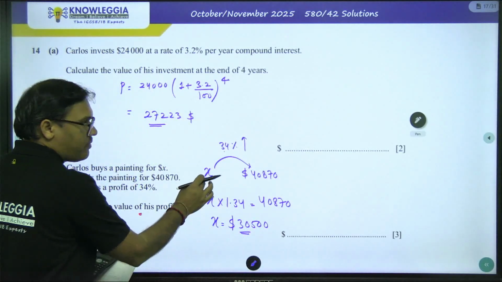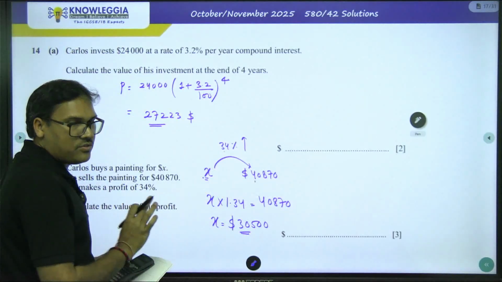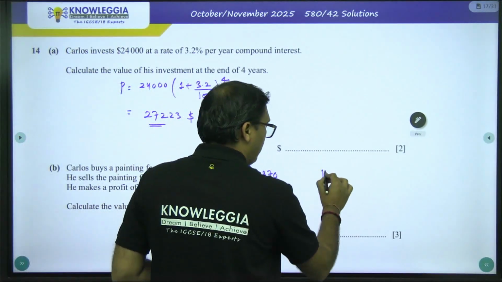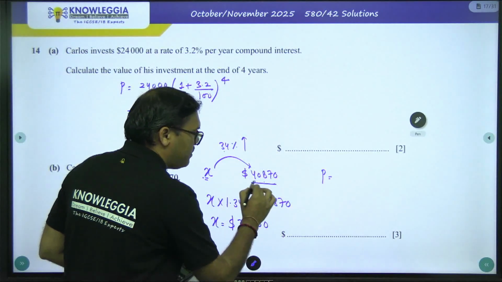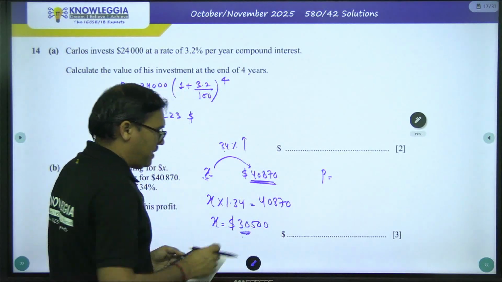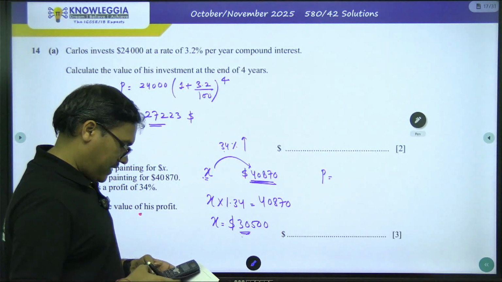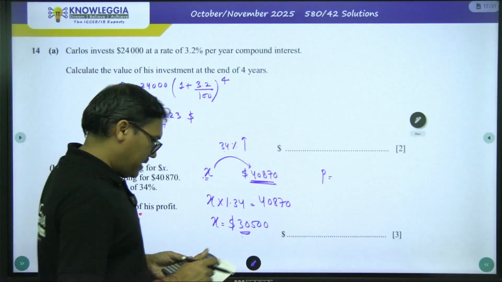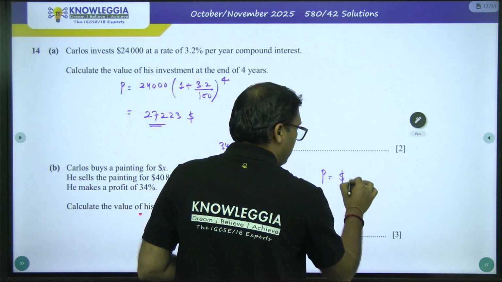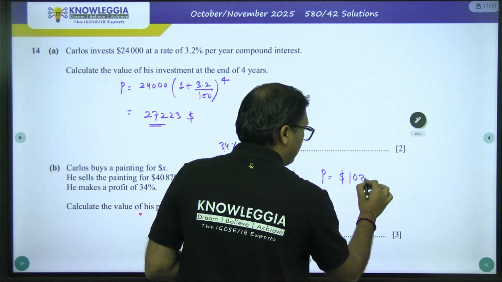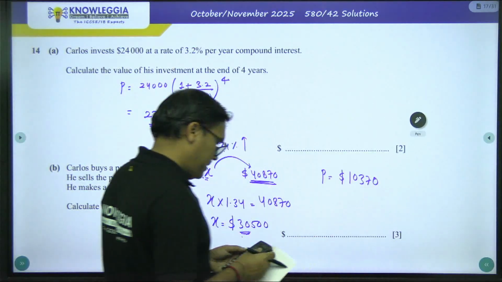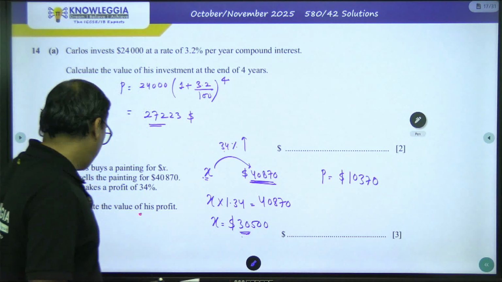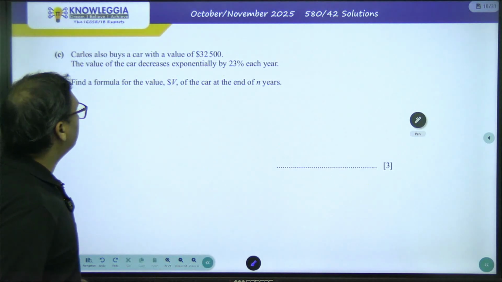So the original cost price is this. This is the selling price. So what is the profit value? This minus this. Profit will be equal to, I'll subtract the selling price and the cost price. I'll subtract, and we'll get 10,370. So that's the answer. 10,370 is the answer for this question. Let's move to the next one.